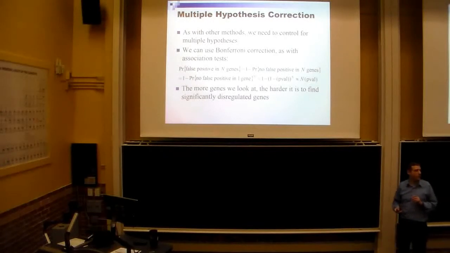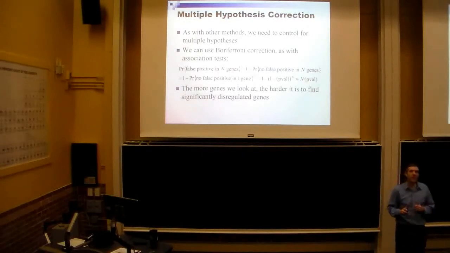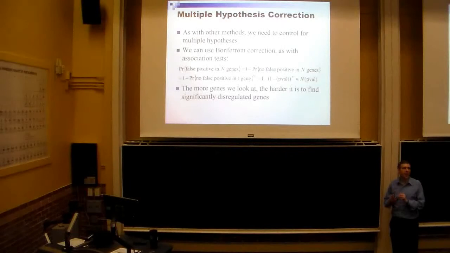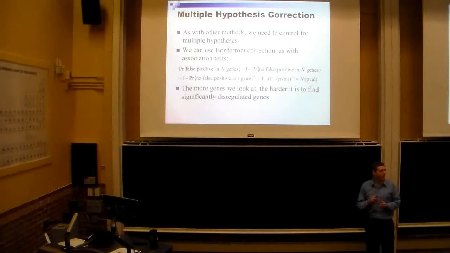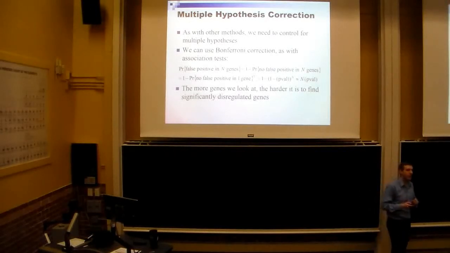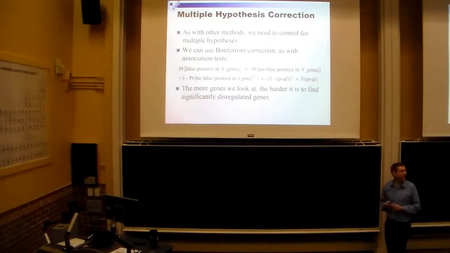So basically, if you're trying to get an overall p-value of 0.01 and you have 20,000 genes, you need to ensure in each individual gene that you're testing for a p-value of 0.01 divided by 20,000. So that's going to need stronger evidence. It's going to be harder to get a small p-value, but that's what you need to avoid this multiple hypothesis correction problem. Any questions about that?